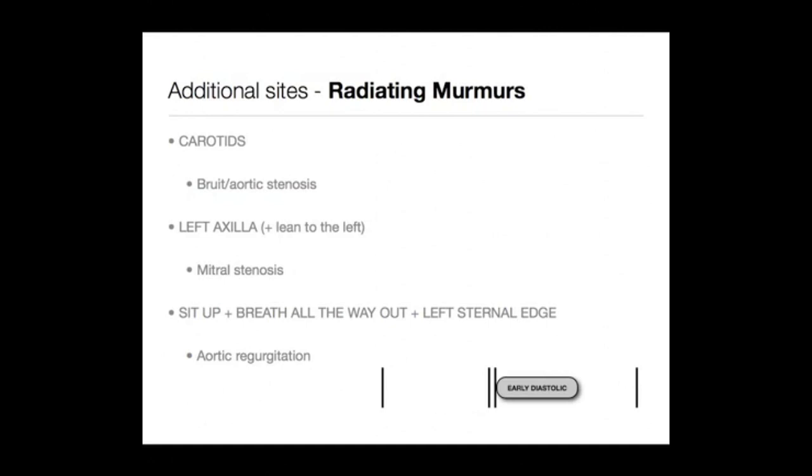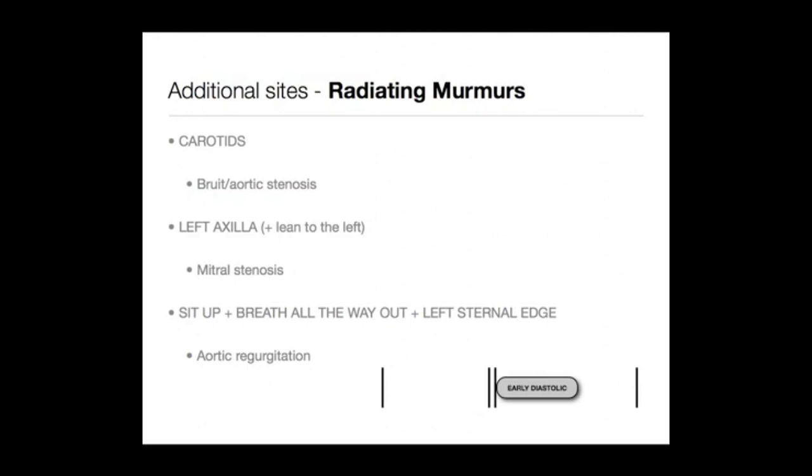Similarly, mitral valve murmurs, in particular the mid-diastolic murmur of mitral stenosis, often radiates to the left axilla, and so you should always extend your auscultation here. Asking the patient to lean towards their left side can help accentuate this particular murmur.